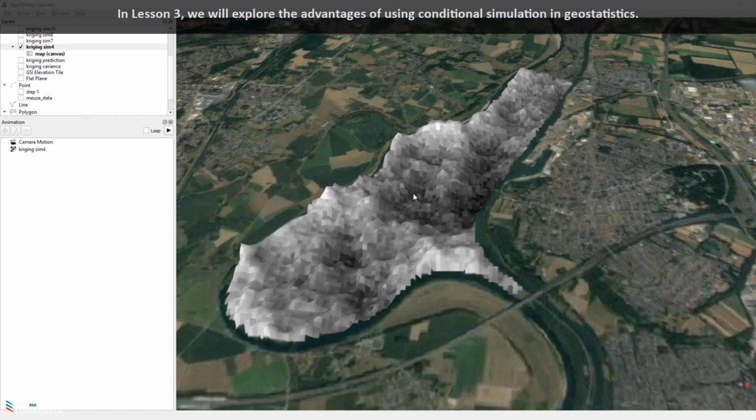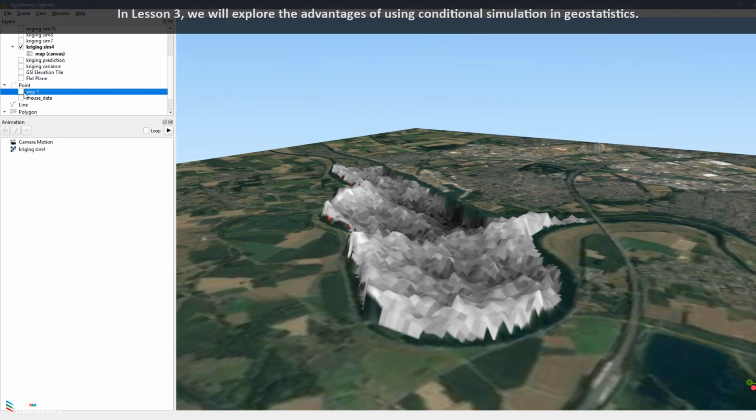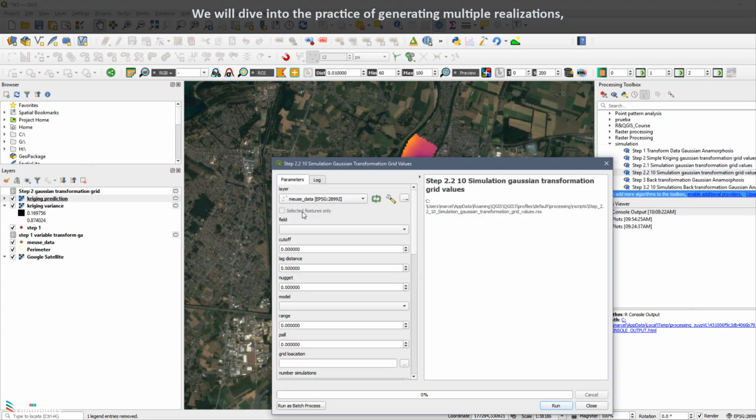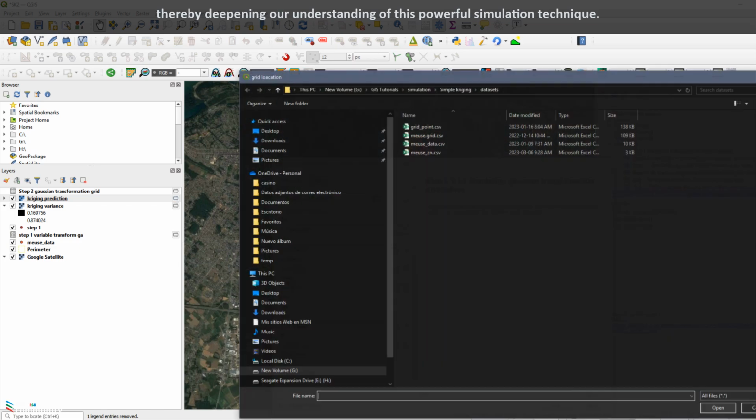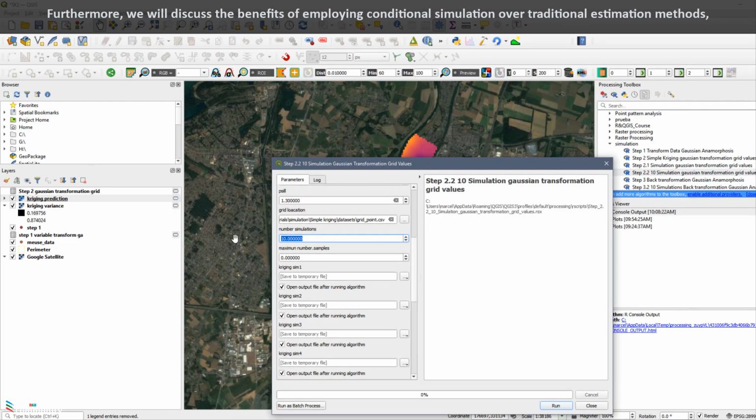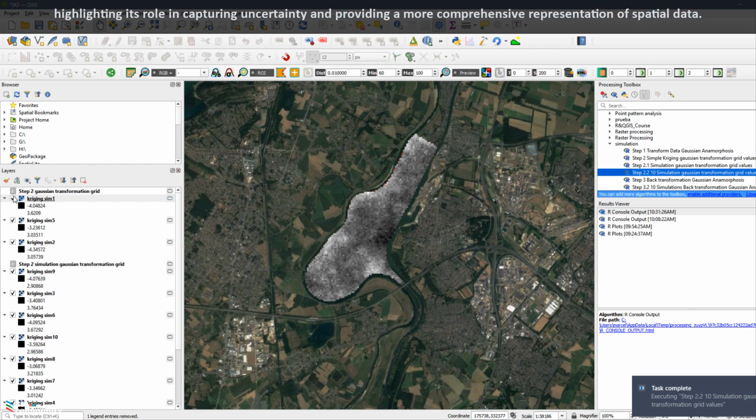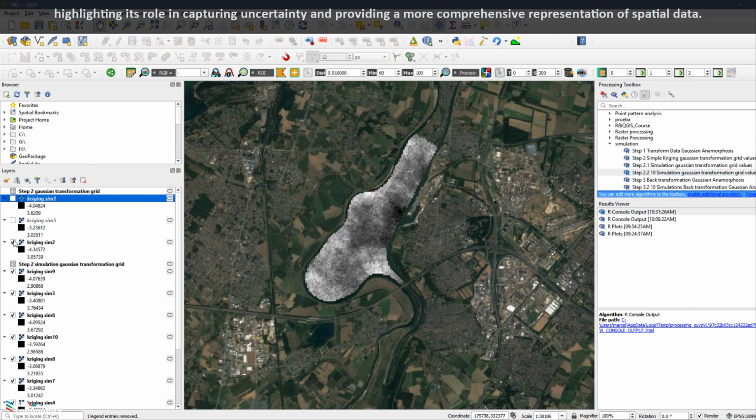In Lesson 3, we will explore the advantages of using conditional simulation in geostatistics. We will dive into the practice of generating multiple realizations, thereby deepening our understanding of this powerful simulation technique. Furthermore, we will discuss the benefits of employing conditional simulation over traditional estimation methods, highlighting its role in capturing uncertainty and providing a more comprehensive representation of spatial data.